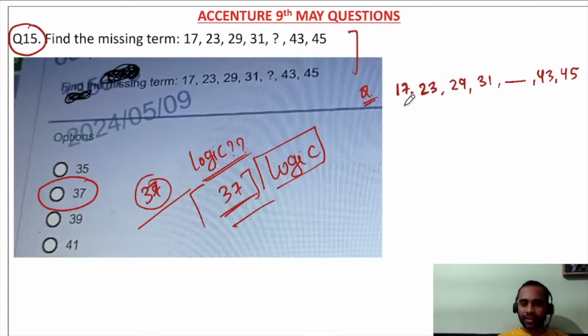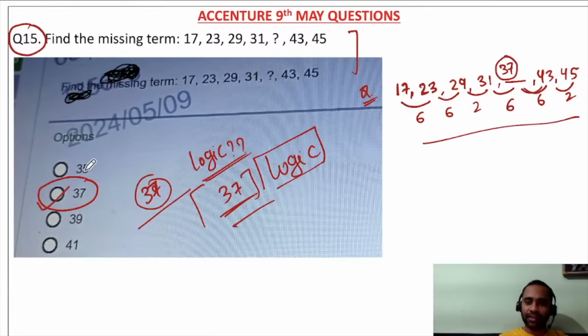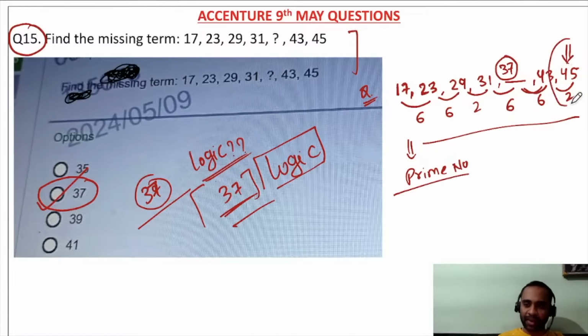Basically the difference is 6 here, and then the difference is 2. So the differences go 6, 6, and then 2. So 31 plus 6 is 37, 37 plus 6 is 43, and 43 plus 2 will be 45, right? Many people will think the logic might be a prime number logic, but 45 is not a prime number. This is where you might get confused, okay? So 45 is not a prime number.